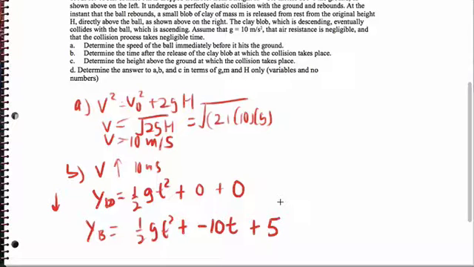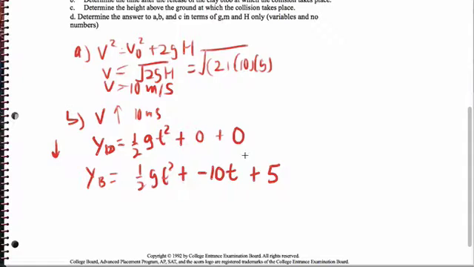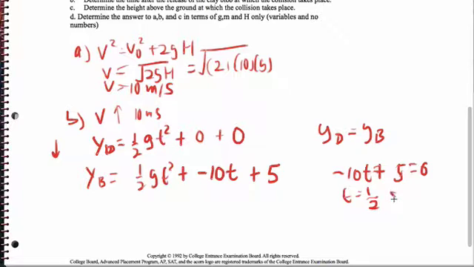Okay. Now we want to know when they hit each other, so we can actually go ahead and set that up now. And what we know is that they meet in the same place. So y dropped equals y bounced. They actually have to meet in the same place. So we can set those two equations equal. When we do that, we're actually going to get -10t plus 5 equals 0 when we simplify, because this stuff's going to cancel. And so they meet at about 1/2 second.